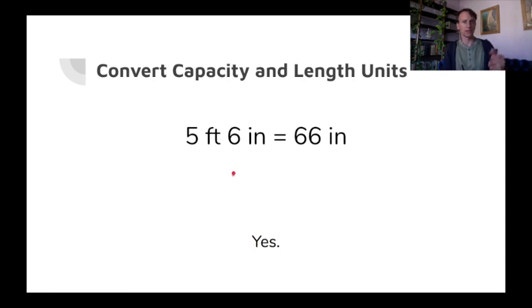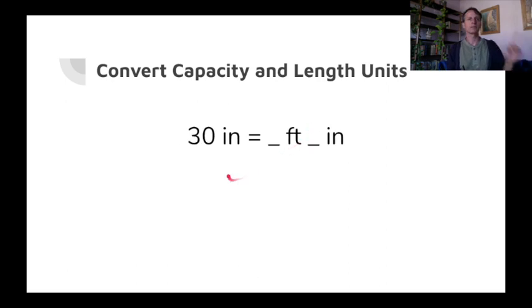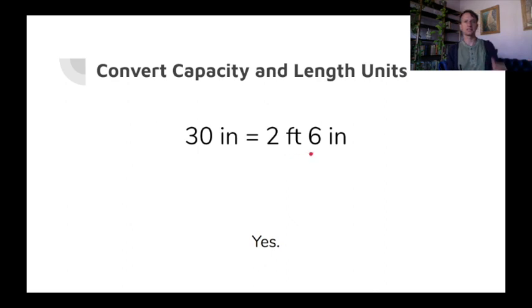You could have multiplied 5 times 12 as well. 22 inches, let's put that in inches and feet. Pull out the 12 inches, that's a foot, leaving 10 inches, so 1 foot, 10 inches. 30 inches then. Well, we know we got 12, 24, that's 2 feet. 30 minus 24 leaves 6. Okay, so 2 feet, 6 inches.